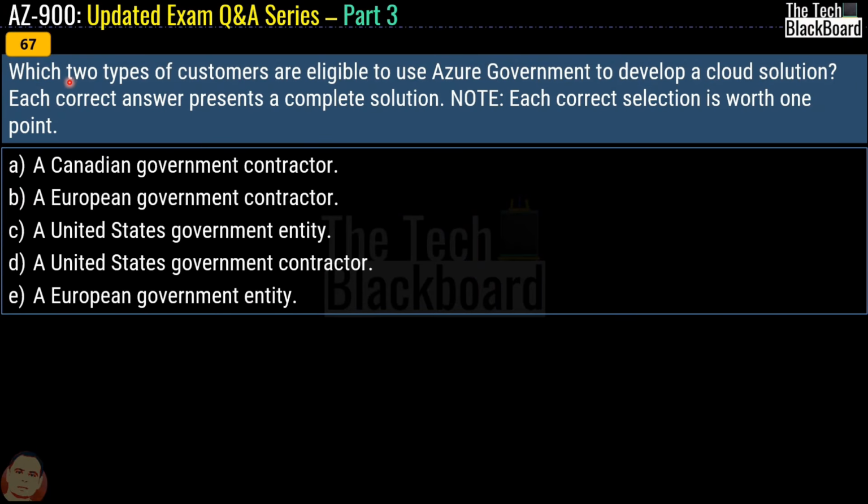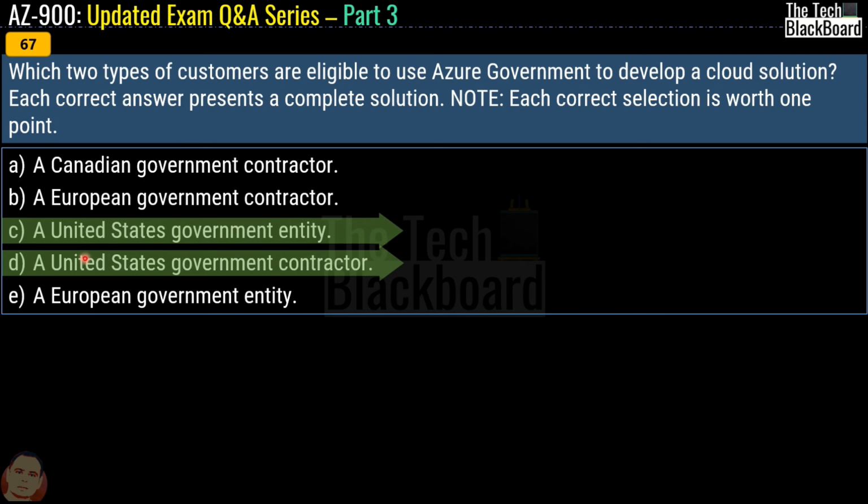Now let's move to the other question, question number 67. The question says that which two types of customers are eligible to use Azure Government to develop a cloud solution? Each correct answer presents a complete solution. You have to note that each correct selection is worth 1 point. The options given are a Canadian government contractor, a European government contractor, a United States government entity, or United States government contractor. The last one is a European government entity. The correct answer for this question is option C and option D.